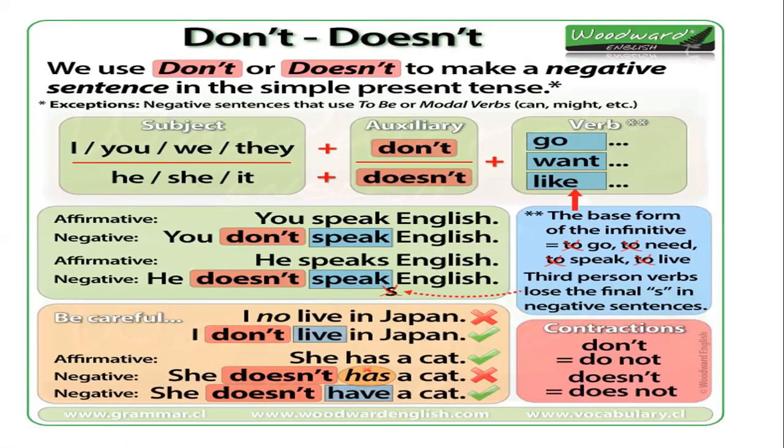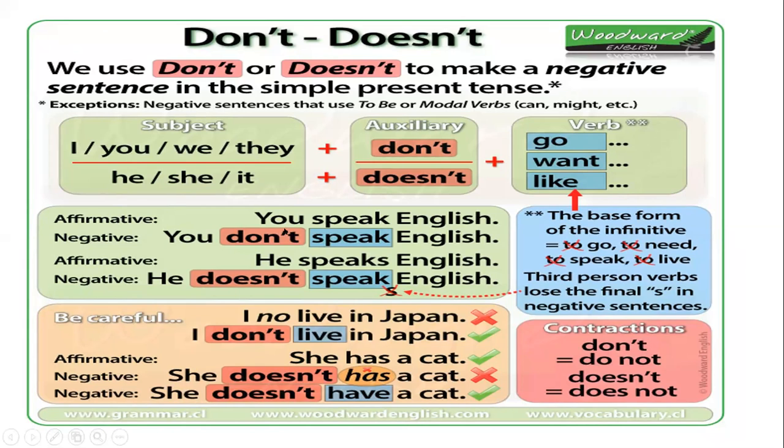Here I have more specified when we use do or don't. We use don't or doesn't for negative sentences in the simple present, right? So when we make a negative, we use the auxiliary don't or doesn't. We use don't for the subjects I, you, we, and they. And we use doesn't for he, she, it. For example, I don't go, you don't go, we don't go, they don't go, he, she, it doesn't like, right?